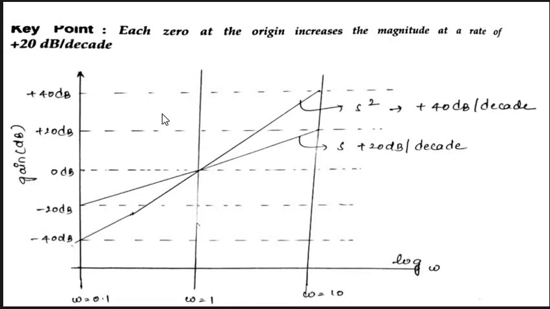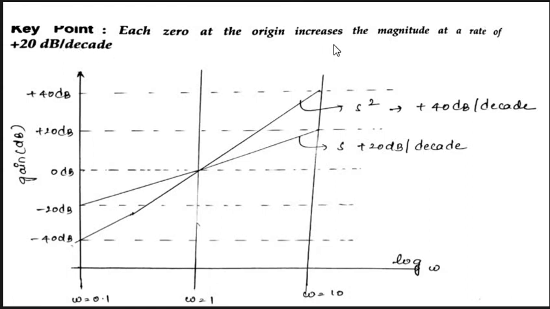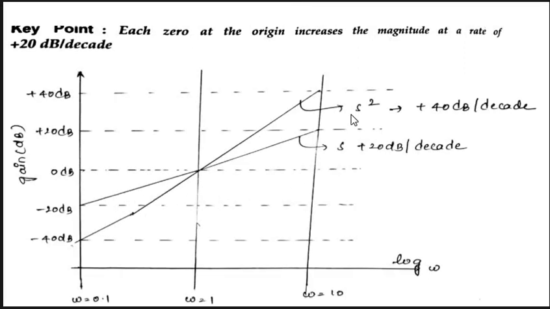If poles are there, this is the formula: minus 20 into P. If zeros are there, the formula is plus 20 dB per decade for a single zero. If two zeros are there, plus 20 into 2. If 3 are there, plus 20 into 3. So the only difference is minus 20 here and plus 20 there, and the rest is the same. If only one simple zero is there, it will increase by plus 20 dB.